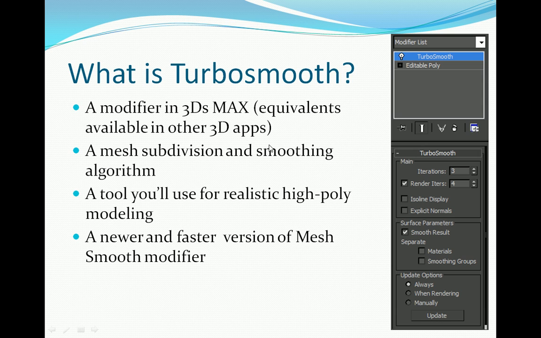Secondly, it's a mesh subdivision and smoothing algorithm. It works on NURBS, curves, and I'll explain it to you a little bit later. Basically, it's also a tool you'll be using for realistic high poly modeling. Since I'm doing that, I don't spend a day without using it, literally. And it's also a newer and faster version of Mesh Smooth. Older 3ds Max versions had Mesh Smooth, they had subdivision for surface, and Turbosmooth is essentially a faster version of that with, of course, fewer options.